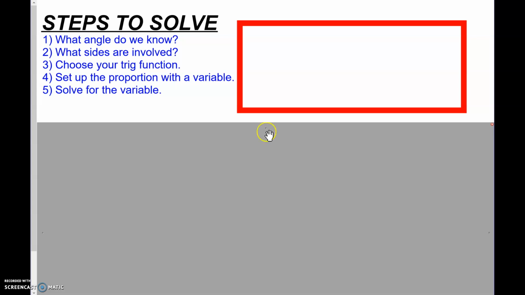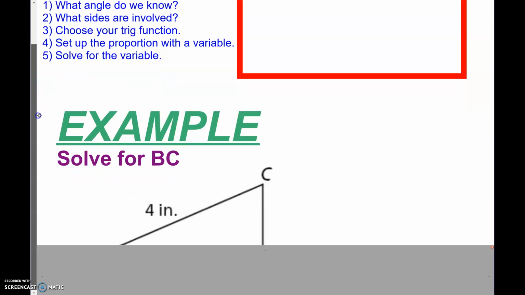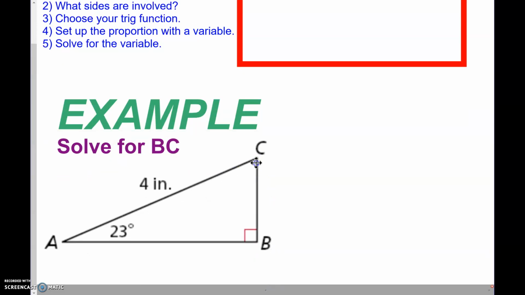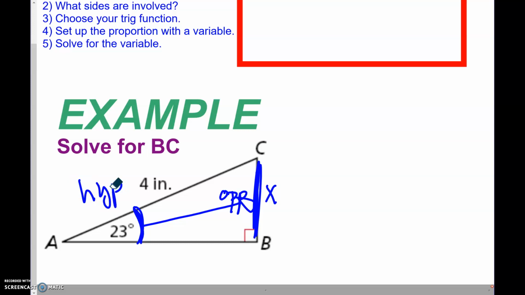Okay, so now how do we actually solve a problem that is written like this? We want to know what BC is. I want to know what this side over here, BC, is. So I'm just going to call that X. From here, I know an angle, and what do I know? I know this side, which is the opposite, and I know the hypotenuse. So now look at your ratios. Is it sine, cosine, or tangent that does this ratio? So we're going to take the sine of 23 is opposite X over hypotenuse 4.